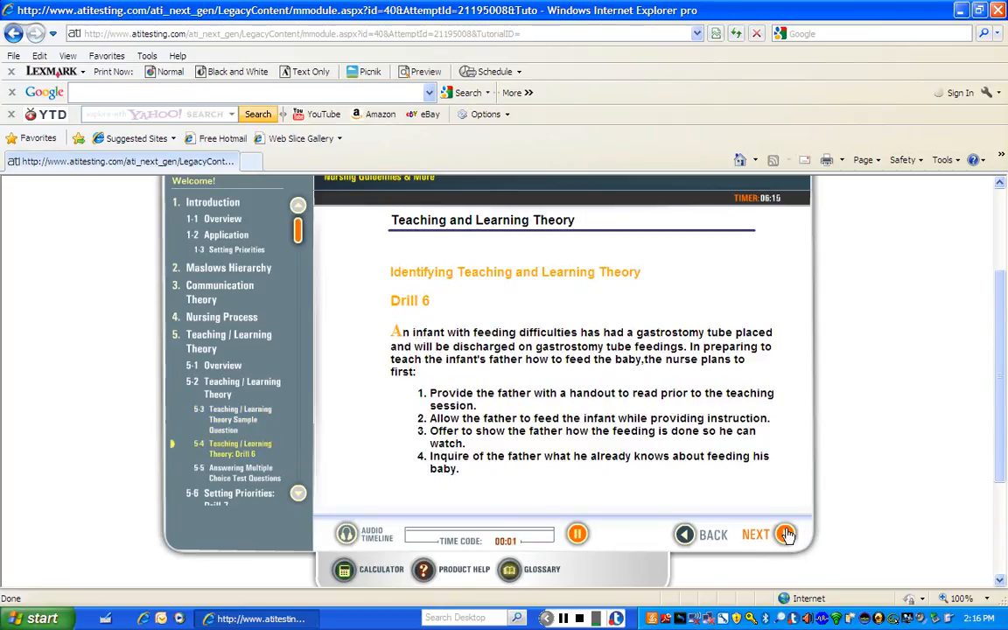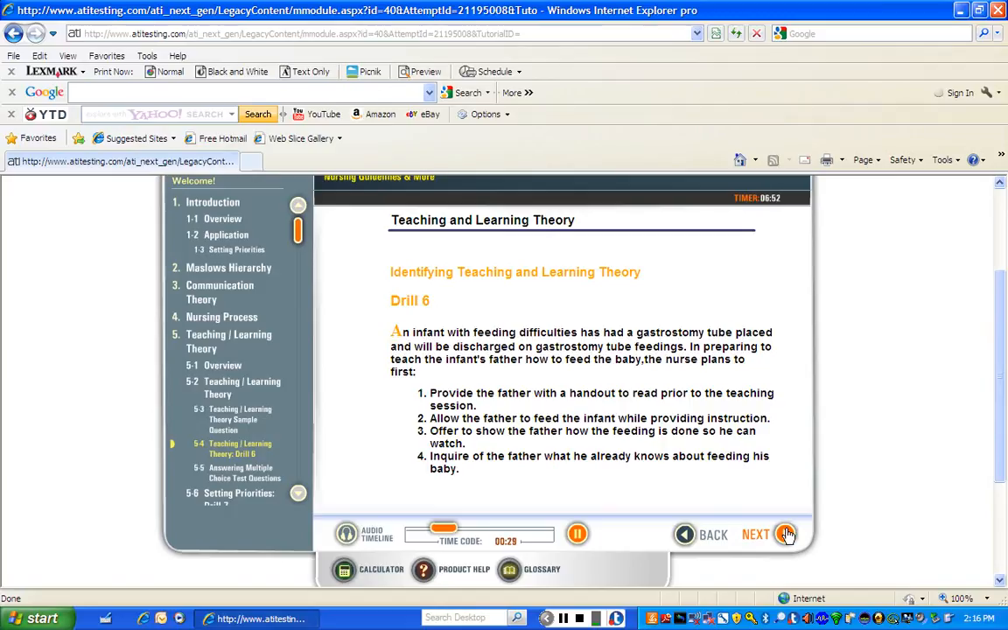Here is a sample priority question. In this drill, I want you to practice using teaching learning theory to set priorities and eliminate options. First, separate the case scenario from the stem of the question. The case scenario tells us an infant with feeding difficulties has had a gastrostomy tube placed and will be discharged on gastrostomy tube feedings. The stem of the question asks, in preparing to teach the infant's father how to feed the baby, the nurse plans to, first, identify the critical elements.